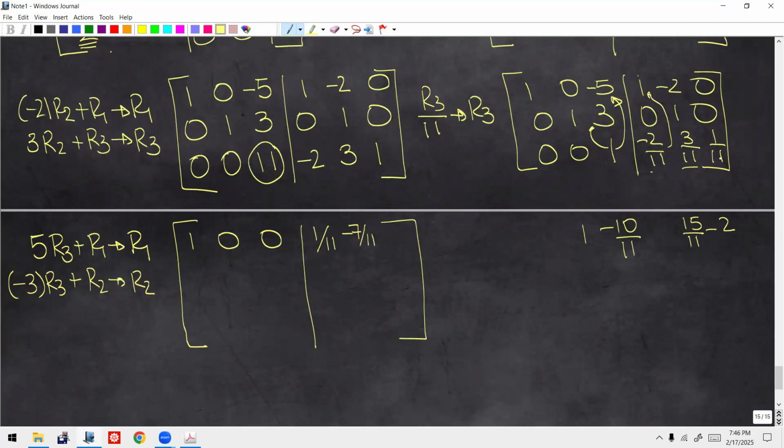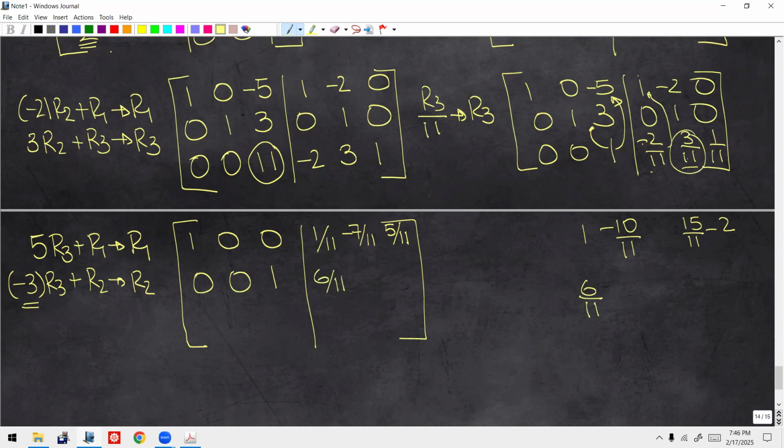And then out here, we're going to multiply this by 5 and add it to row 1. So you just get 5 over 11. So we get 0, 0, 1. Now this time we're going to multiply row 3 by -3. So -3 times 2 is -6, so -6 over 11, and add it to row 2, which is 0. So you'll just get 6 over 11.